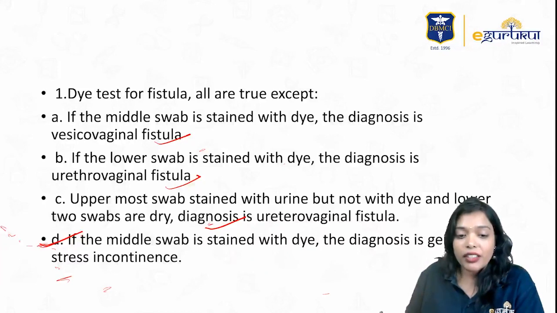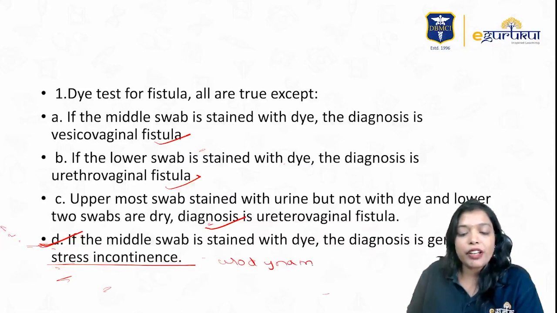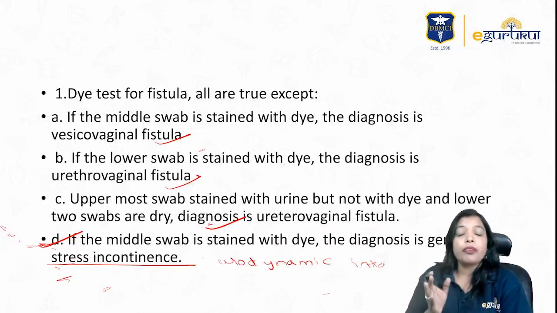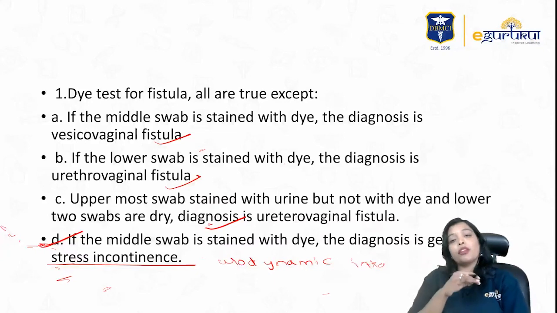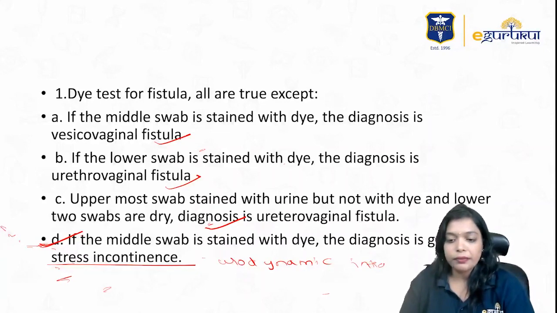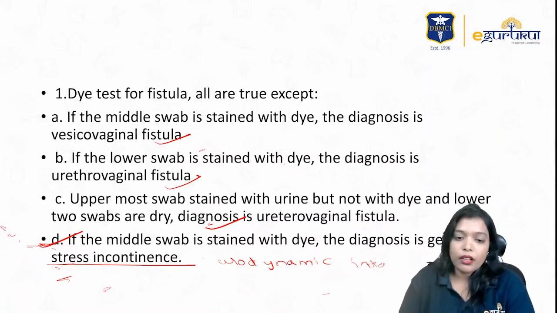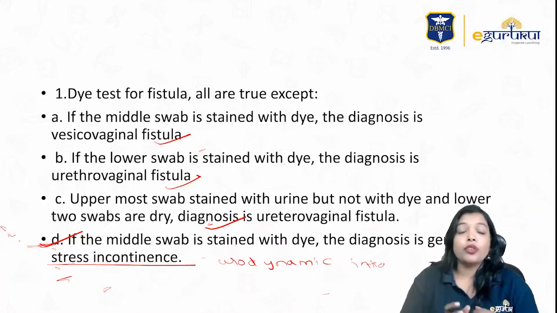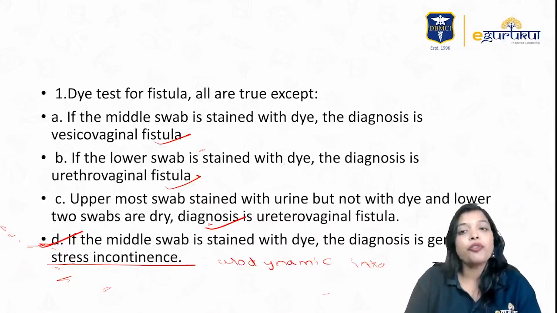So genuine stress incontinence is mainly a clinical diagnosis, and you also have urodynamic studies which can prove this. That is when you look at intraurethral pressure. Normally intraurethral pressure should always be more than intra-abdominal pressure. But when intra-abdominal pressure is more than intraurethral pressure, then it is stress urinary incontinence. So stress urinary incontinence cannot be differentiated by the 3 swab test. The 3 swab test is mainly used to differentiate the type of fistula.